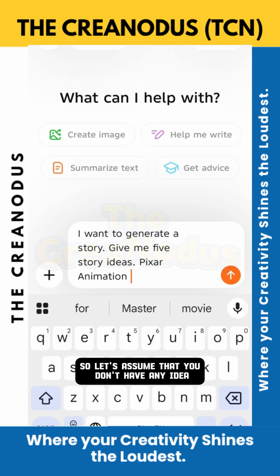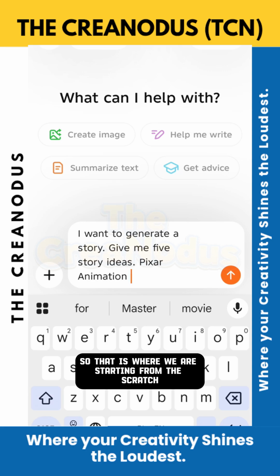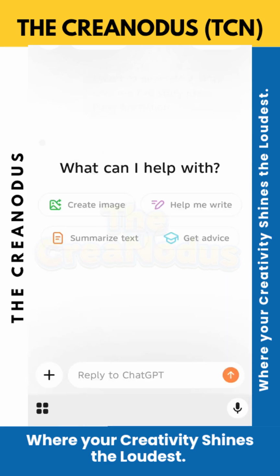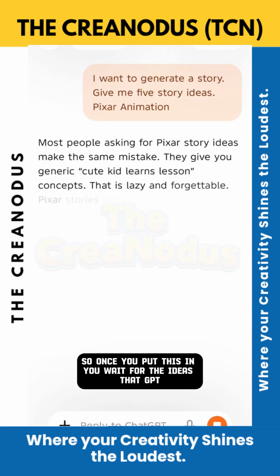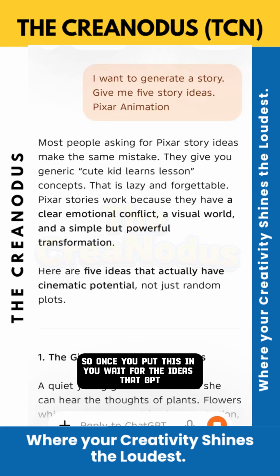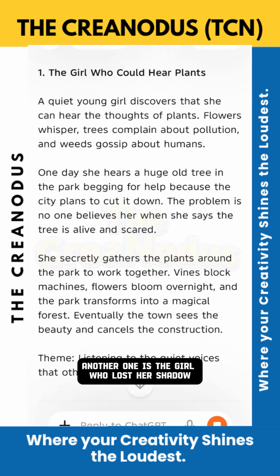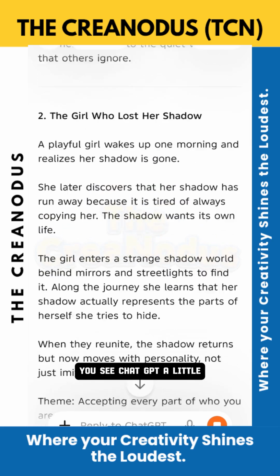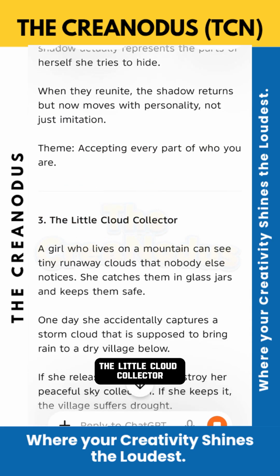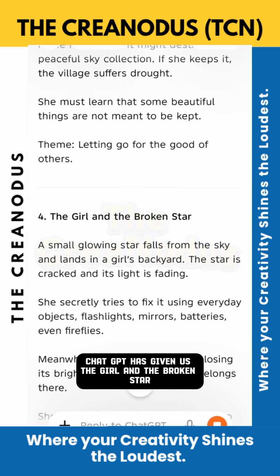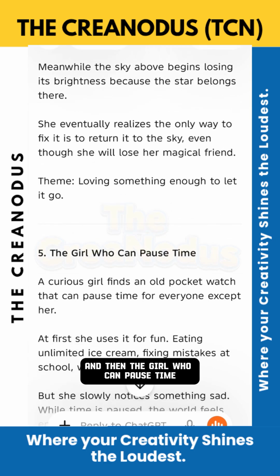So let's assume that you don't have any idea. So that is where we are starting from scratch. So you see what ChatGPT will give us now. Once you put this in, you wait for the ideas. So ChatGPT has given us several ideas. The girl who could hear plants. Another one is the girl who lost her shadow. The little cloud collector. ChatGPT has given us the girl and the broken star, and then the girl who can pause time.